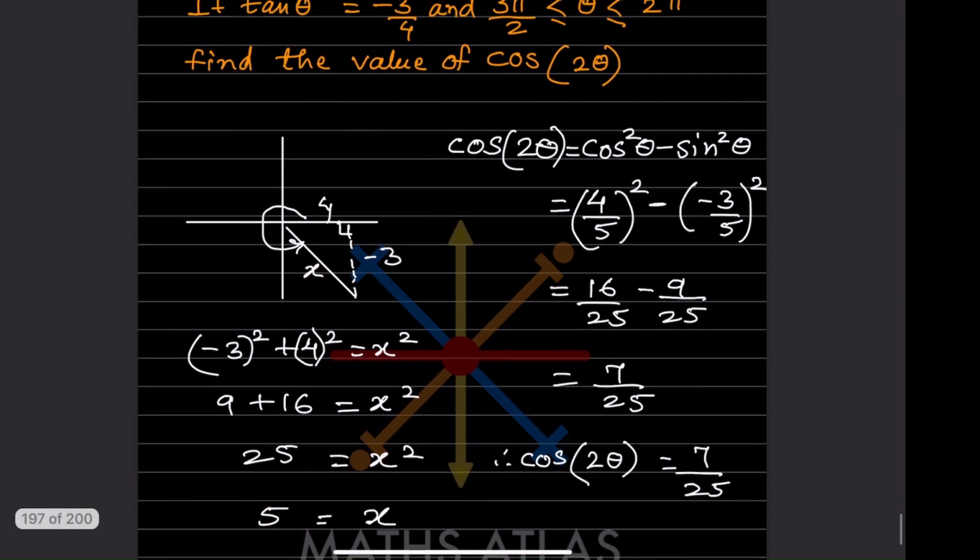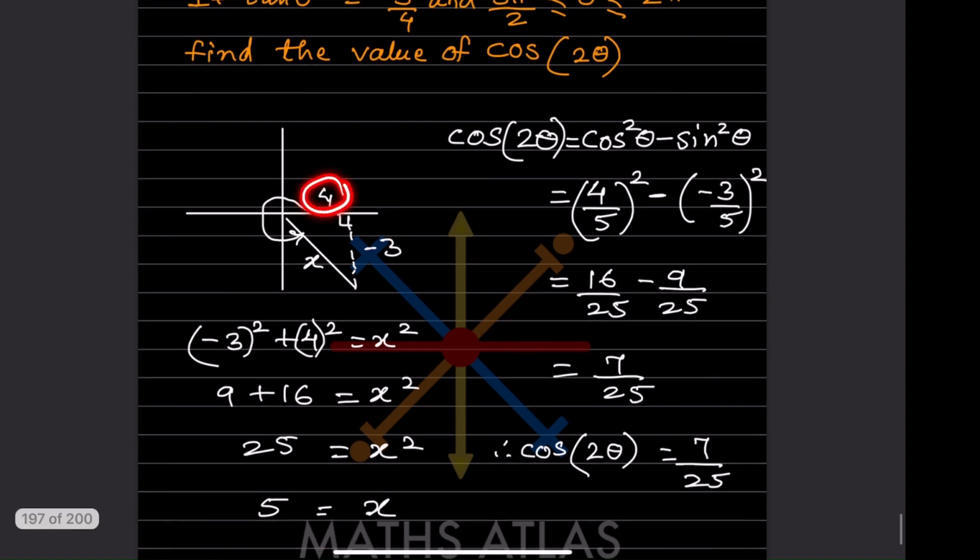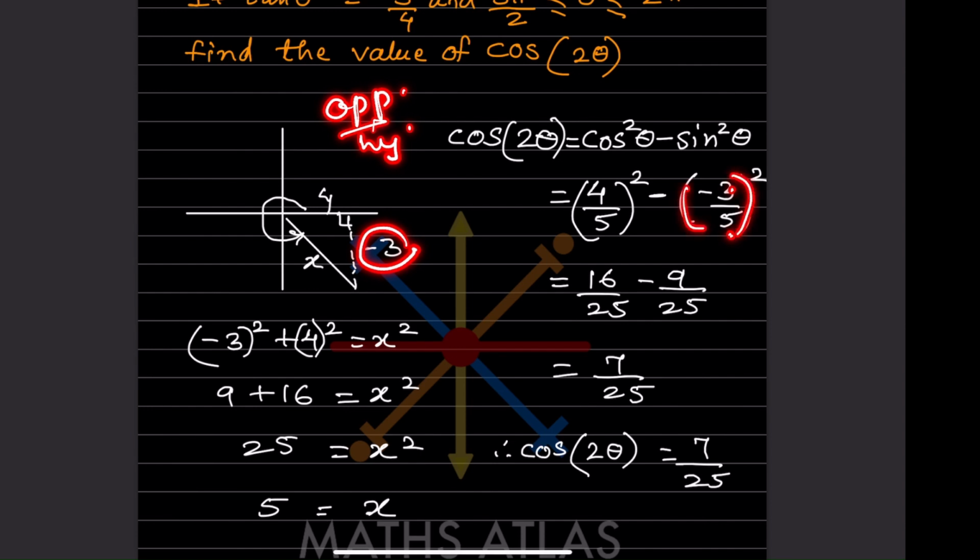So now we want the value of cos 2 theta. The formula for cos 2 theta is cos square theta minus sin square theta. So now we are going to put here. What do we want for cos theta? That is going to be the adjacent by hypotenuse. So what is the adjacent over here? That is 4. 4 by, and we got this as 5. So 4 by 5 square minus, now sin theta is opposite by hypotenuse. So what is the opposite over here? That is minus 3. So you will write minus 3 square by this 5. So this is the square of this one.